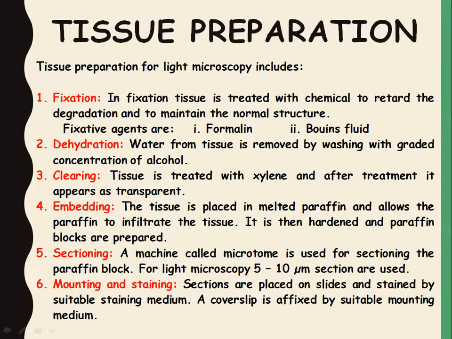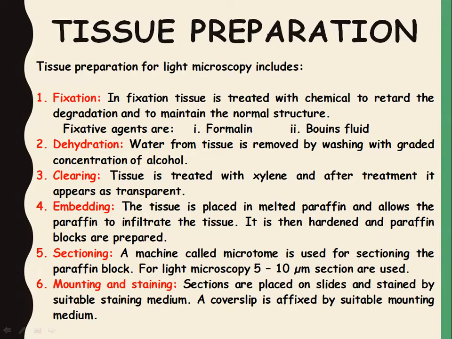Second step is dehydration. Water from the tissue is removed by washing with graded concentrations of alcohol. Third one is cleaning. Tissue is treated with xylene and after treatment it appears transparent. Fourth one is embedding. The tissue is placed in melted paraffin, allowing the paraffin to infiltrate the tissue. It is then hardened and paraffin blocks are prepared.